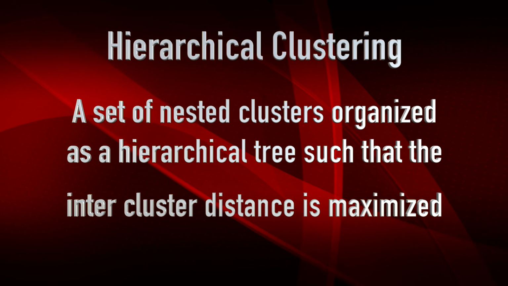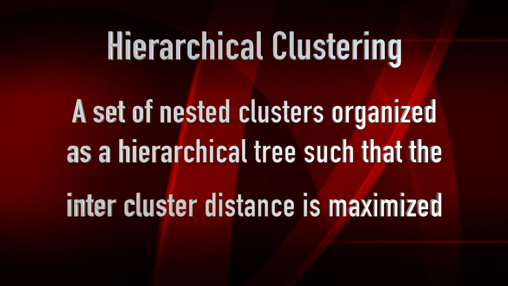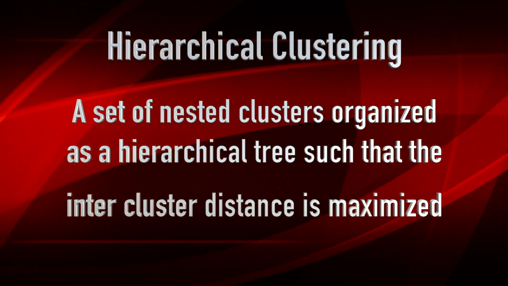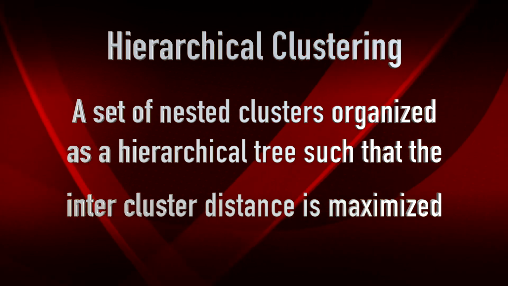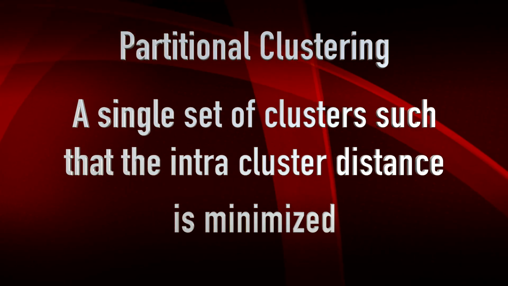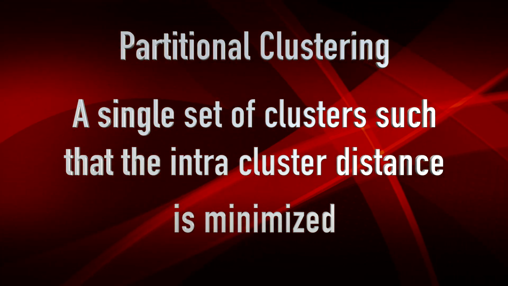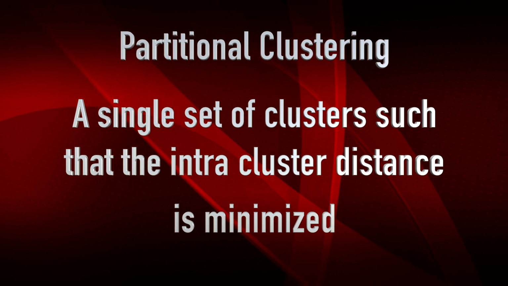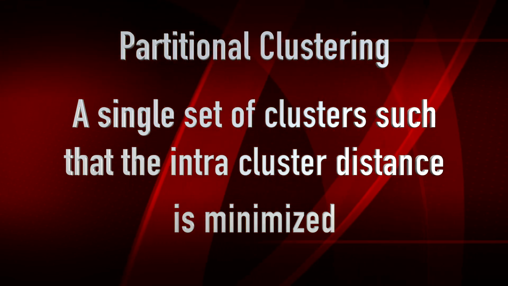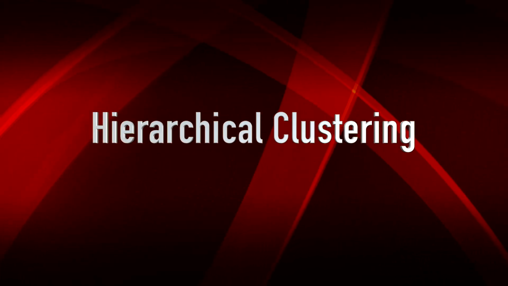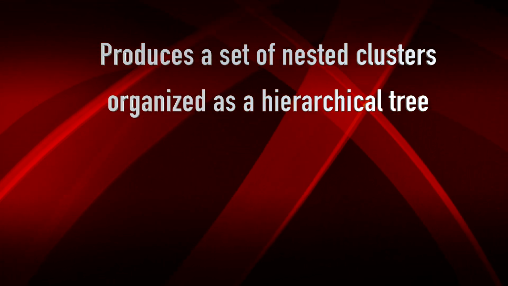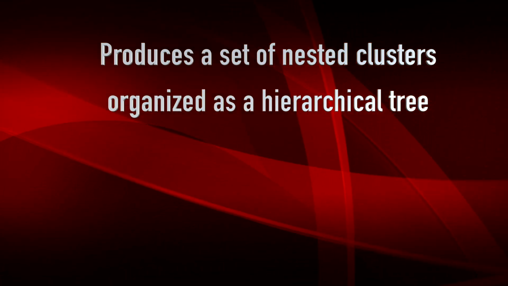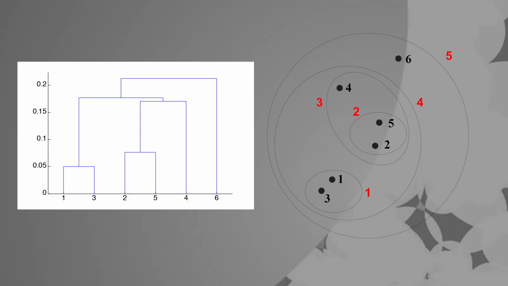Hierarchical clustering is a set of nested clusters organized as a hierarchical tree, as the name suggests, such that the inter-cluster distance is maximized. In the second kind of algorithm, the partitional clustering, a single set of clusters is formed such that the intra-cluster distance is minimized, which is what we saw in the last slide. This type of clustering produces nested clusters organized as a hierarchical tree. Now, this hierarchical tree is what we call as a dendrogram.